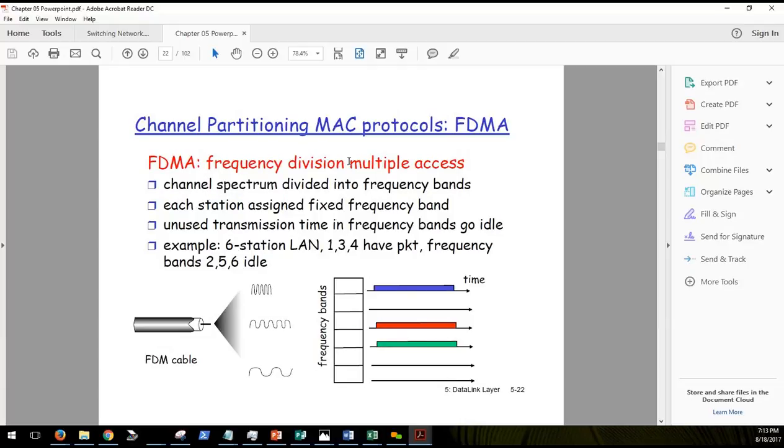Now, frequency division multiple access is what is used in the old style cable television. In old cable TV, what they used to do was take the frequency and divide it up. You know how, are you familiar with FM radio? You've heard of FM radio, right? On your car. In your car.